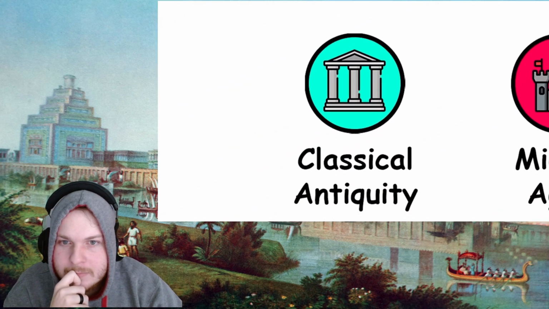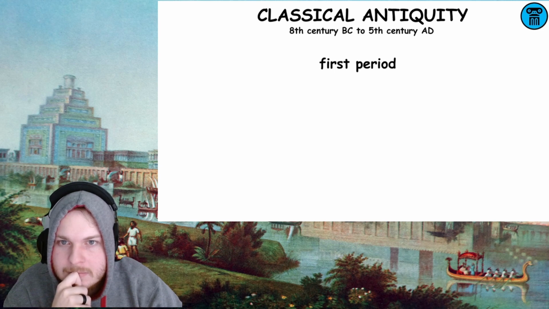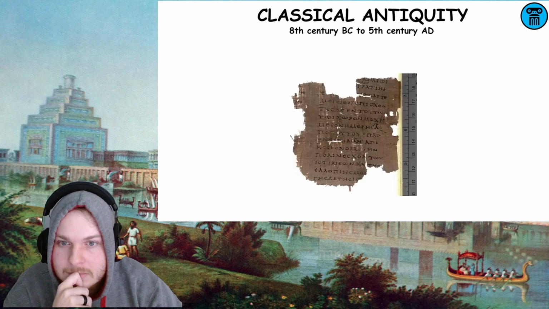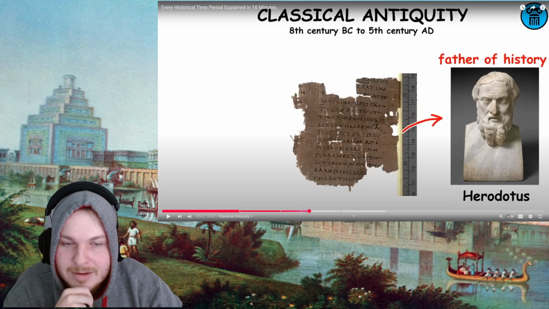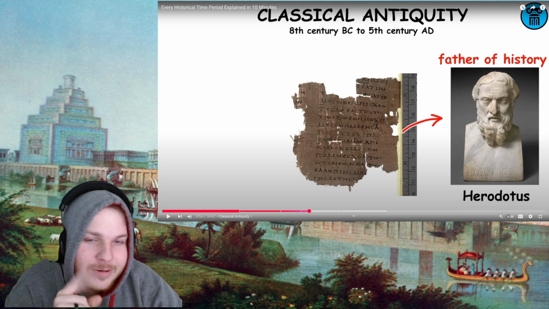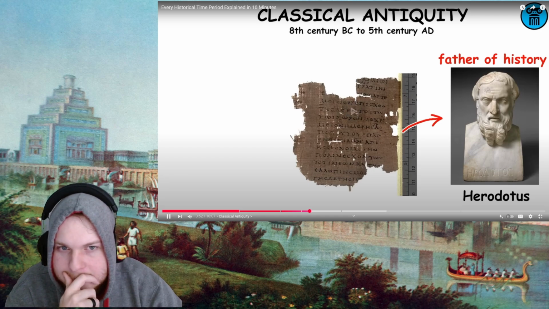Classical Antiquity. The first period of classical antiquity, called the Archaic period, is the first one in which we start to have historic written books. The first one is considered to have been made by Herodotus, who is known as the father of history. Herodotus, he was in ancient Greece. Well, and also he's in Assassin's Creed Odyssey.